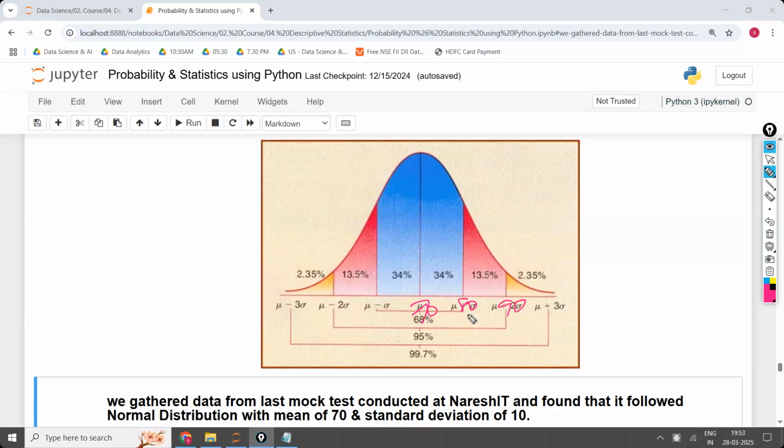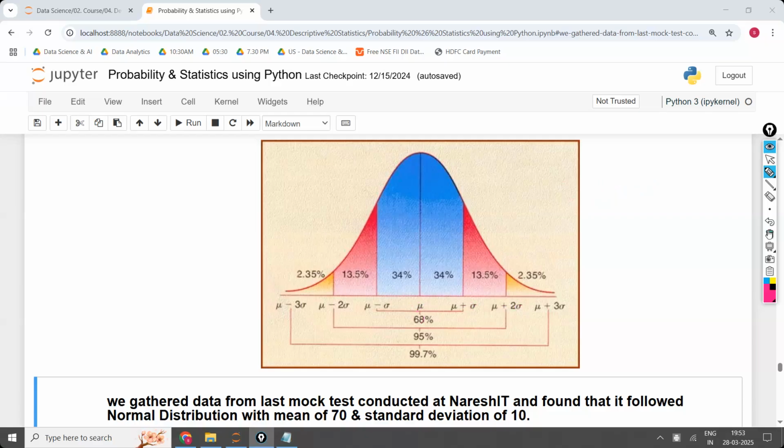For example, I want from 70 to 76. How to calculate the probability between 70 to 76 using this rule? Is that possible? No. Using the z-score and z-table? Yes. Is the point clear? Everyone? Yes or no? Clear, guys?